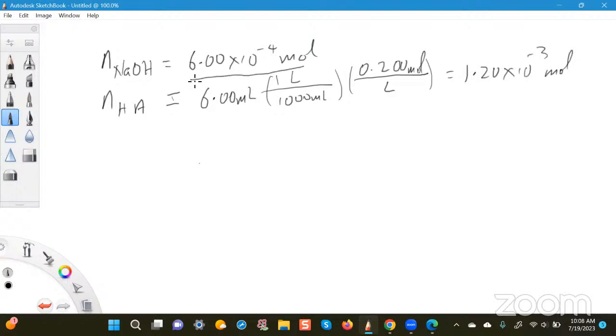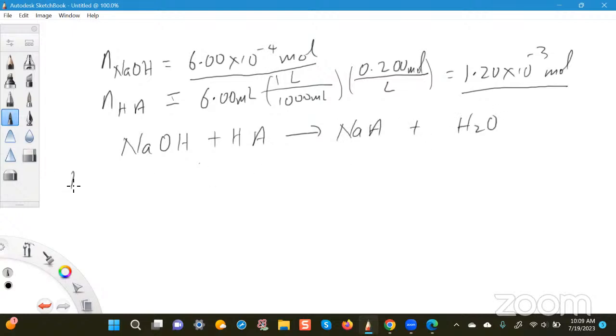All right. So we have the moles of the sodium hydroxide and the moles of the acid. What we need to do next is to write down the balanced equation for the reaction between the sodium hydroxide and the acid. Of course, that gives you sodium acetate and water. And of course, we set up our ICE table. Initially, we're going to have 6.00 times 10 to the minus 4 moles of sodium hydroxide, and for the acid, 1.20 times 10 to the minus 3 moles. And then we have none of the products. Well, this we don't need to concern ourselves with.